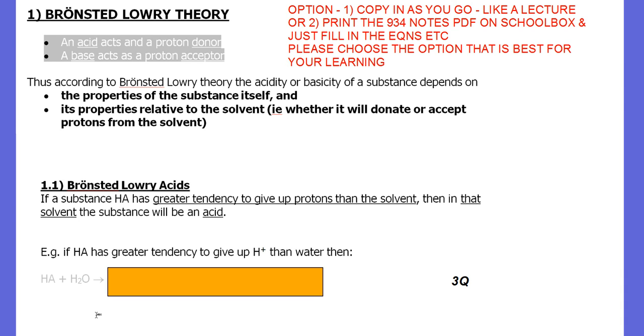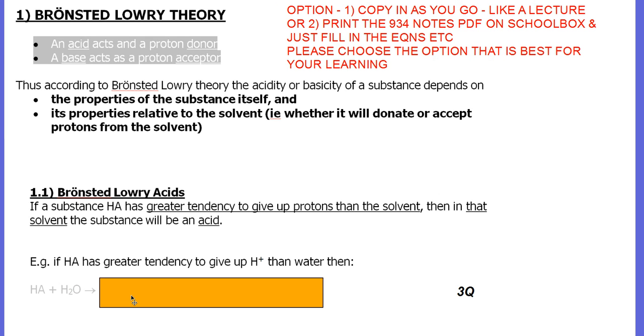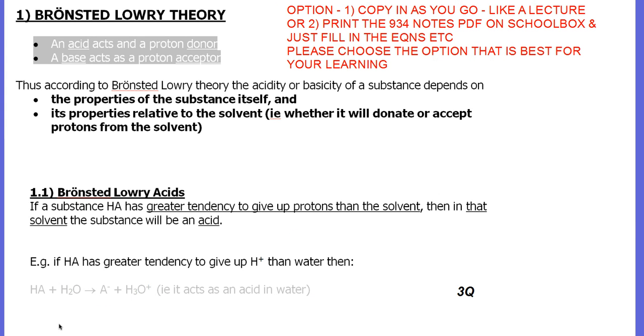Okay, let's see what happens when HA is added to H2O. It wants to give protons to the water, so it turns into A- plus H3O+, and a good way to show this is to actually show that proton transfer. We can show the hydrogen ions being donated from the HA to the H2O, forming A- and H3O+, i.e. HA acts as an acid in water. So let's just have a quick look at this though.